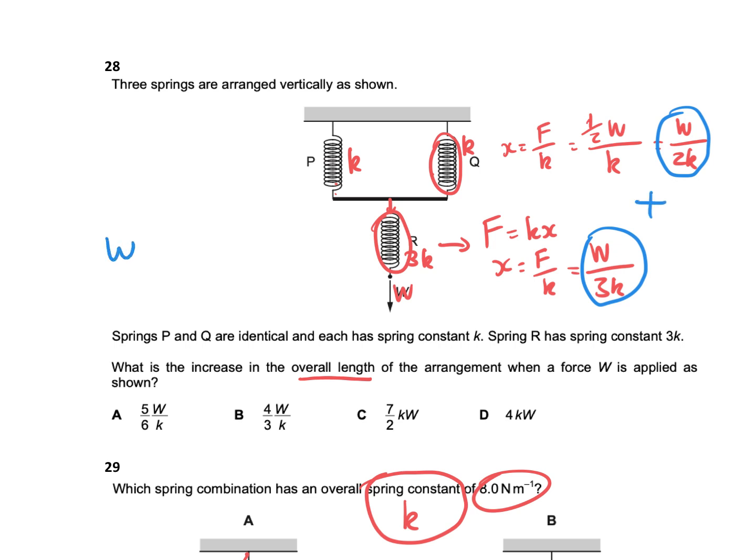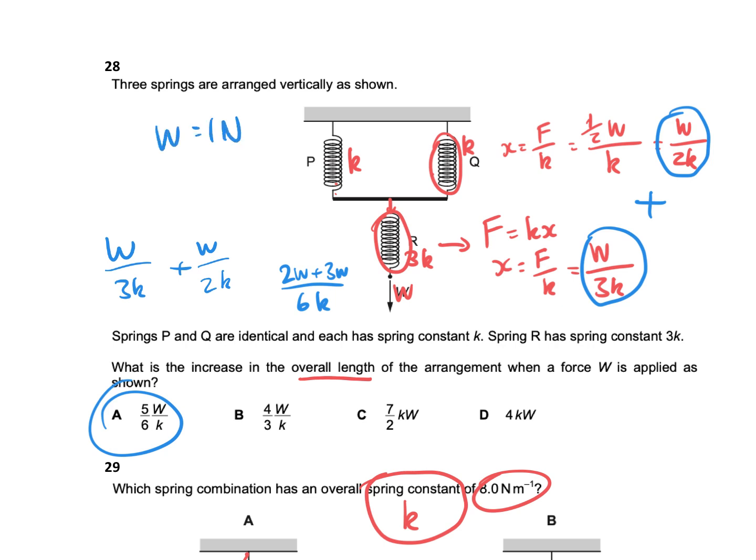So I'll do that over here, W over 3k plus W over 2k. Easy way to do this is probably find a common denominator, which is 6k, and then we'll have to times the top by 2W there, and 3W. So you can see that we end up with 5W over 6k. So there's our answer. So a bit of a tricky one there because there's no numbers. If you'd rather, you could give the numbers. You could just say W is 1 newton and k is 1, and therefore you could use it doing numbers and see which one gives you the right answer.